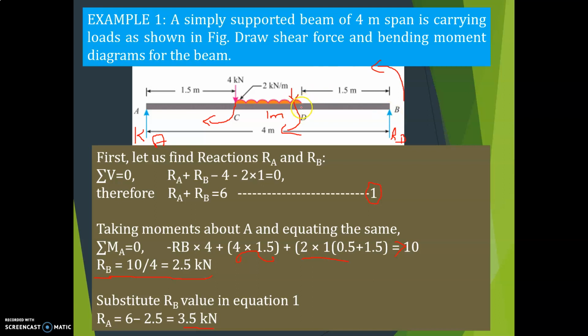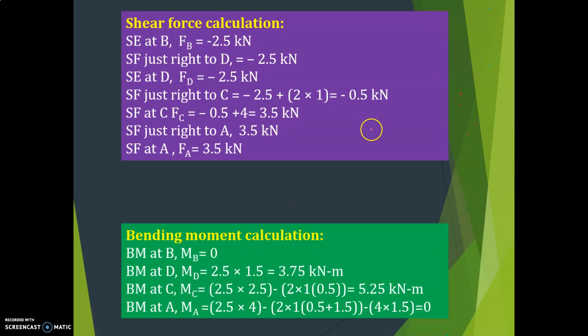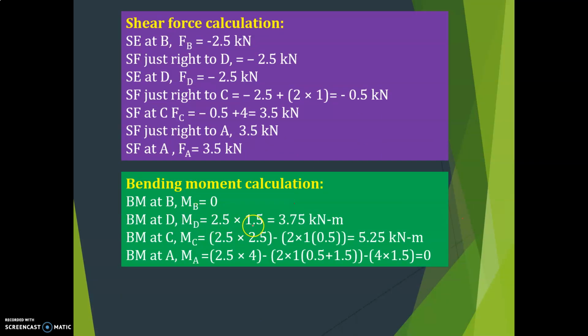Next point is bending moment at D. What is that? RB, that is like this direction. I consider from the right side, this is plus, correct? So this is plus and this is minus for bending moment calculation. Now RB is moving in this direction, so it is plus. Plus RB into 1.5. RB is equal to 2.5, so 2.5 into 1.5, 3.75 kilonewton meter.